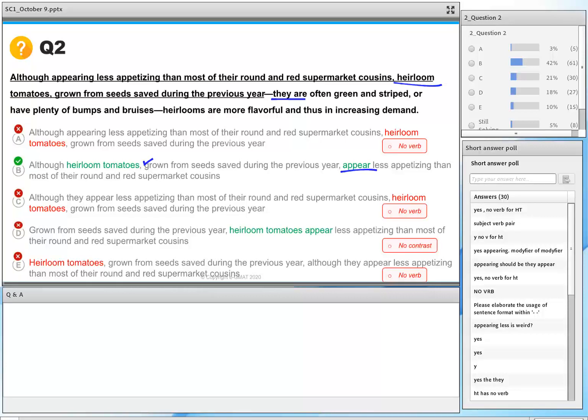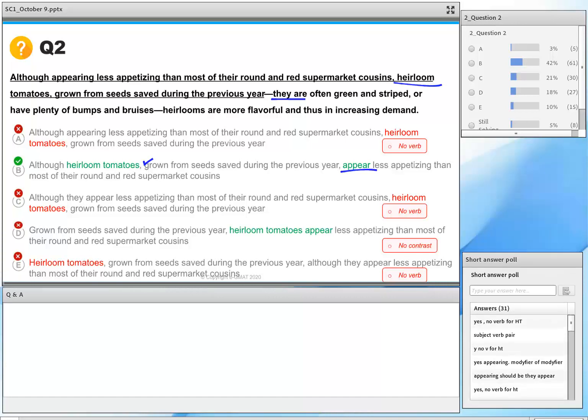Whatever contrast presenting expressions that we can think about, each of them is missing in choice D. So the contrast has been taken away. And we need that contrast in the sentence because that contrast is logical. The sentence does want to say that, yes, heirloom tomatoes look probably ugly. I don't want to use that word. Let's say less attractive. But the fact remains that they are more flavorful and that's why they are in increasing demand. So choice D alters the meaning by taking out that contrast. And choice C again has the missing verb error.